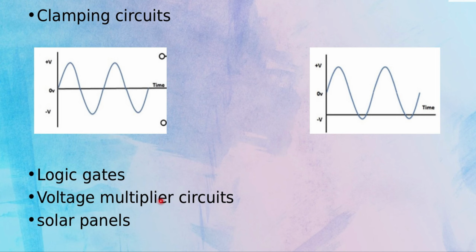So, the main function of the bypass diode is to protect these solar cells against this hotspot heating problem. There are also a lot more applications of diodes, but these are the most common ones.